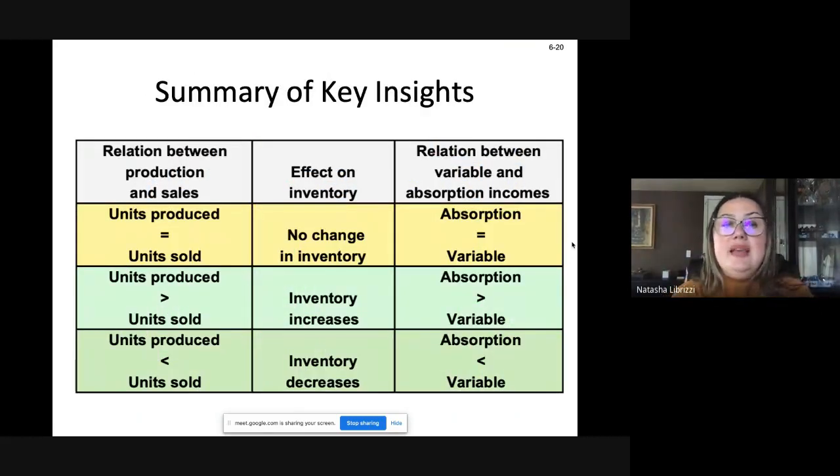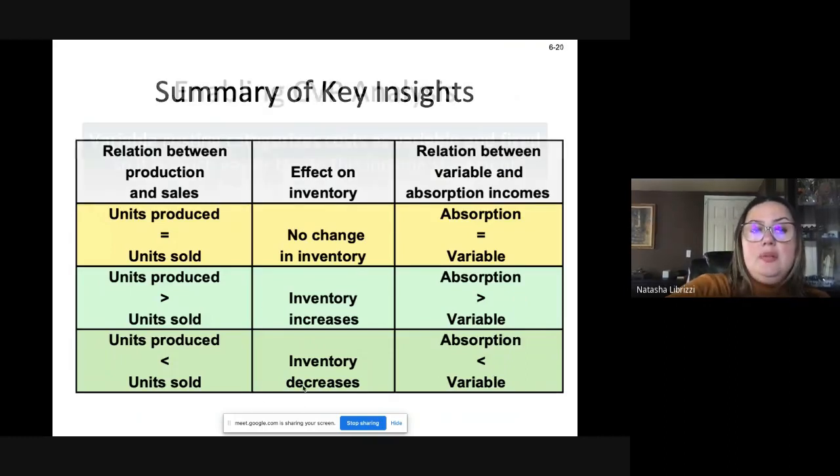And this is a summary of the keys of how it's impacted. If units produced and units sold are the same, you would see the same relationship between variable and absorption costing. It would have the same net income, and that's what we have seen in the previous chapters. Now, if units produced is higher than units sold, absorption costing net income is going to be higher. And if units produced is less than units sold, absorption costing would be less than variable. And then we have an inventory impact.